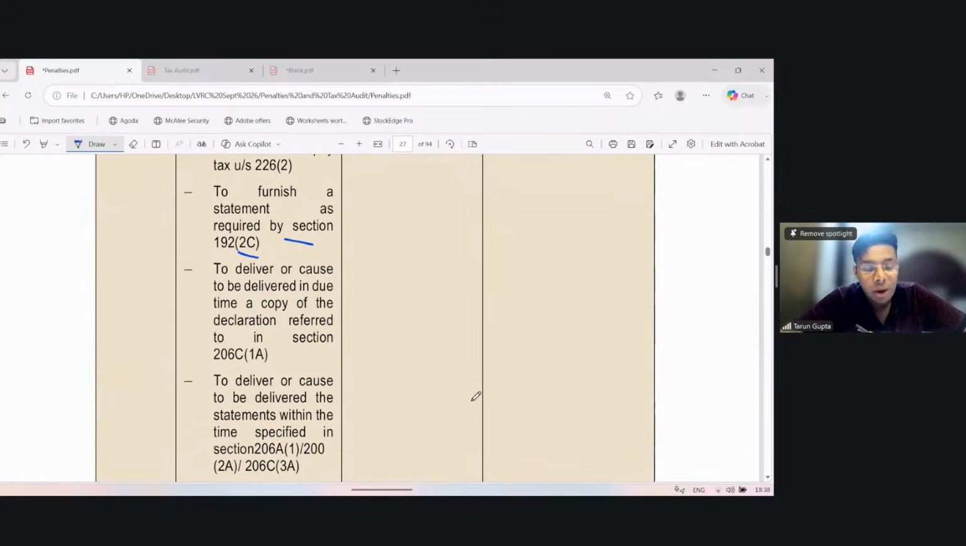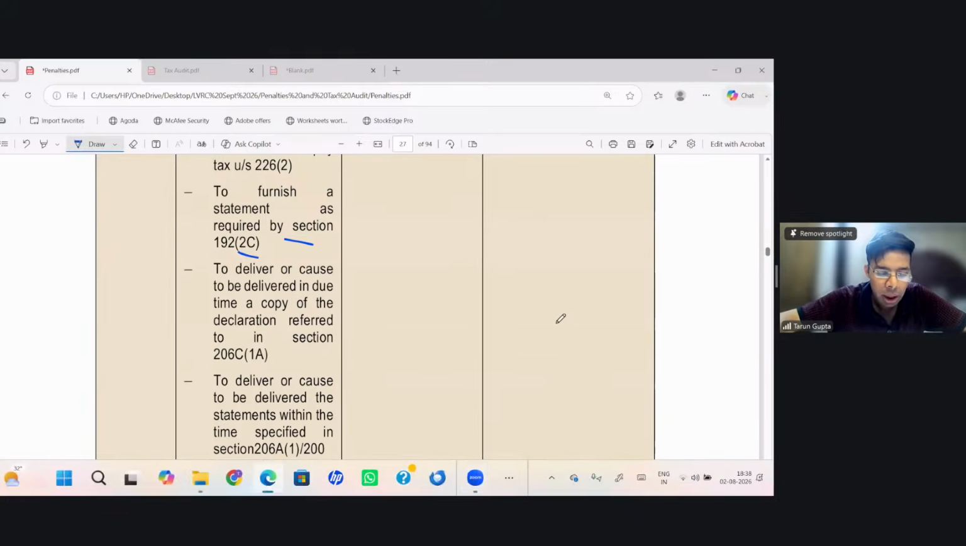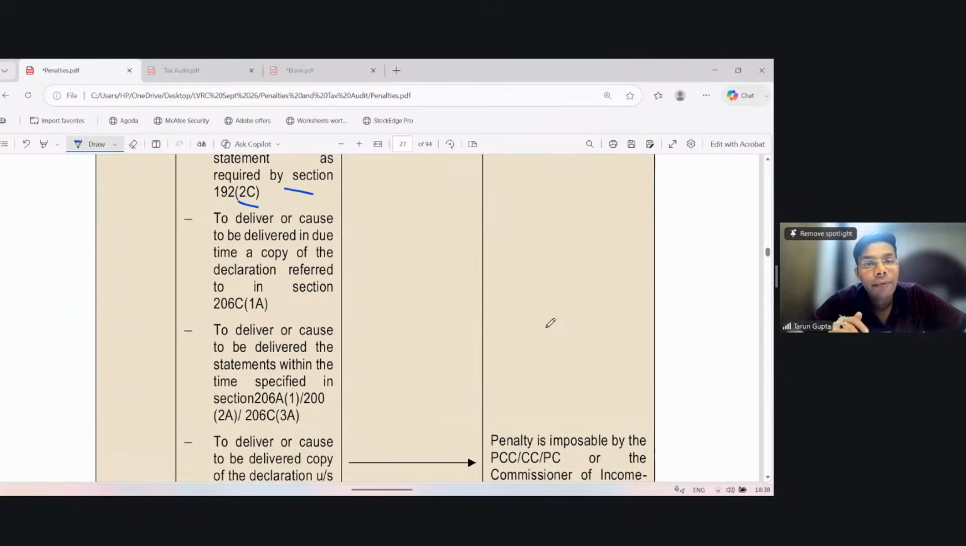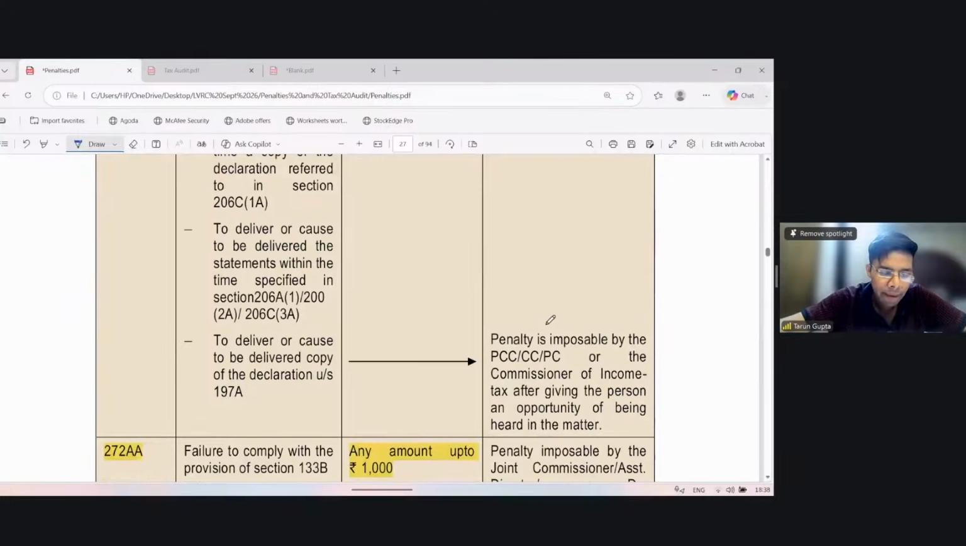if you fail to deliver or cause to be delivered in due time a copy of the declaration referred to in section 206C(1A), so that TCS is not required to be collected, if you fail to deliver a statement within the prescribed time specified in section 206A, 202A, and 206C(3A), or you fail to deliver the declaration of section 197A to the income tax authority. In all these cases, there is a penalty of 500 per day during which the failure continues.